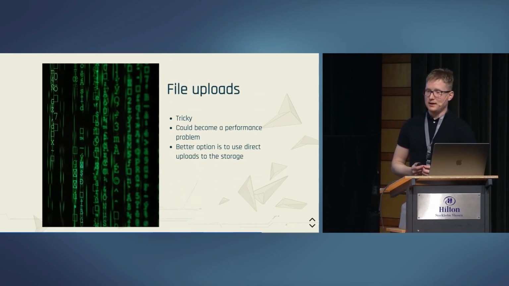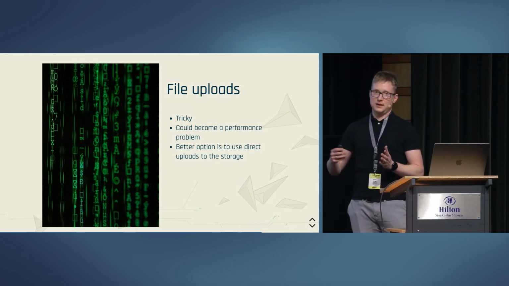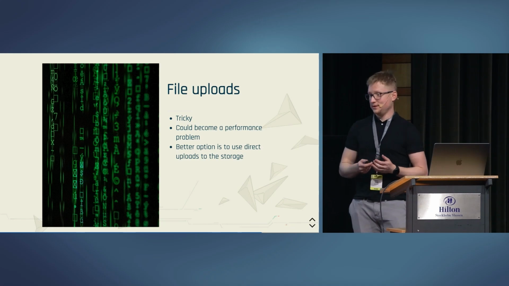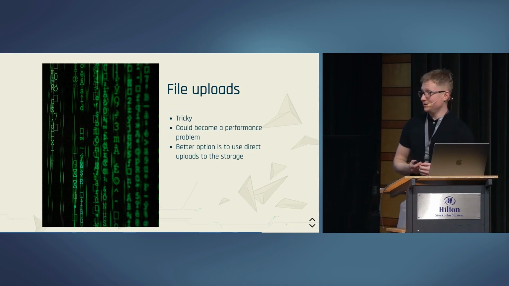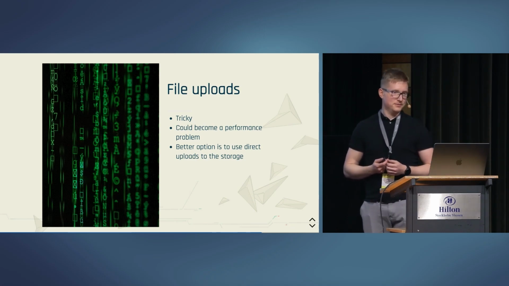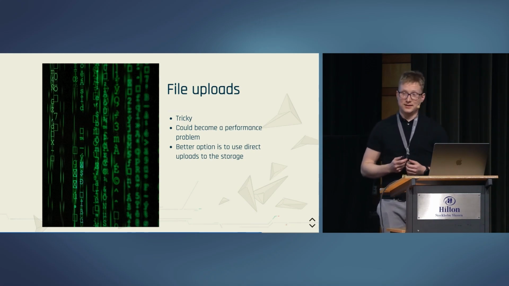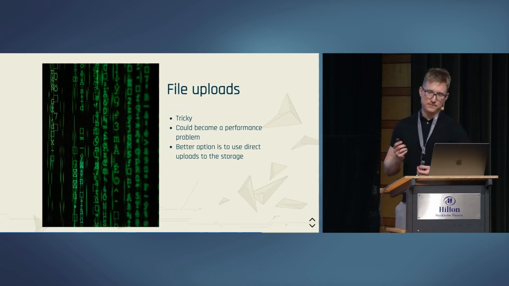The other problem is file uploads. GraphQL's schema definition language doesn't support types of binary data. Of course, you can hack around it and just smash a base64 encoded string into the query, but it could become a performance problem, and I know that. It was a painful lesson. So it's better to use a direct cloud upload into your storage, because your client doesn't essentially need to transfer all that data through your API. It will be faster using cloud upload.